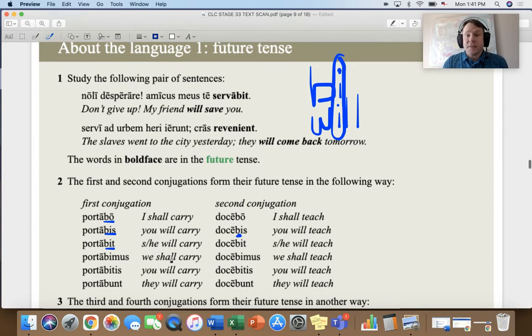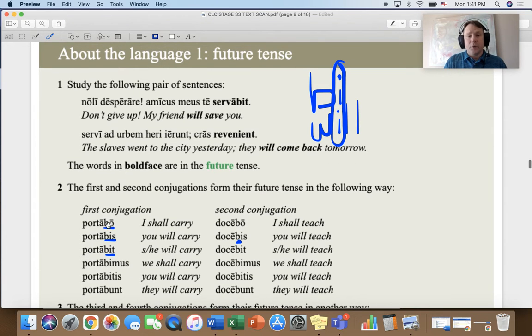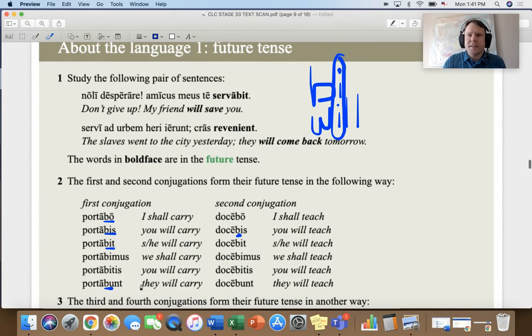Now, here is the thing that I want you to watch out for. One is the BO, B-O, right? So we're not going to do like BIM or something like that. And then we got bunt, B-O, and then bis, bit, bimus, bitis, and bunt, okay? But again, I think those are pretty normal, pretty standard. I think they're pretty easily identifiable. Now, that is in the first and the second conjugation. So if you have a first or second conjugation verb, you have bo, bis, bit, bimus, bitis, bunt, okay?